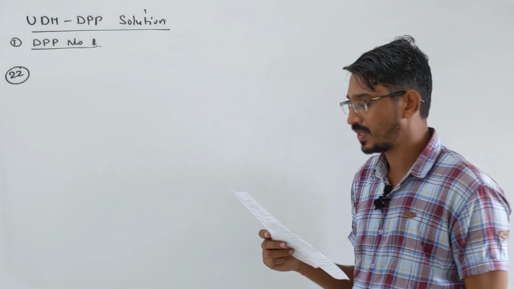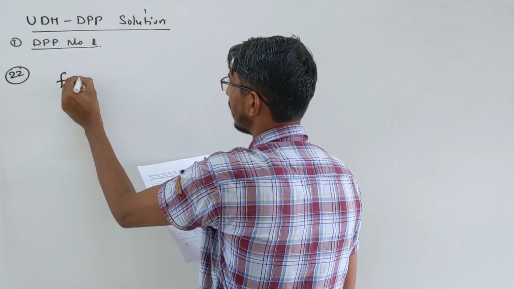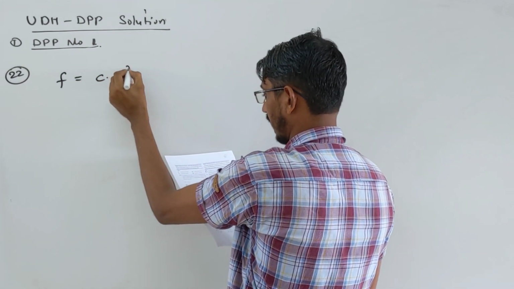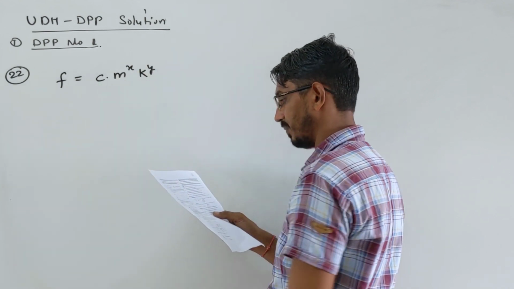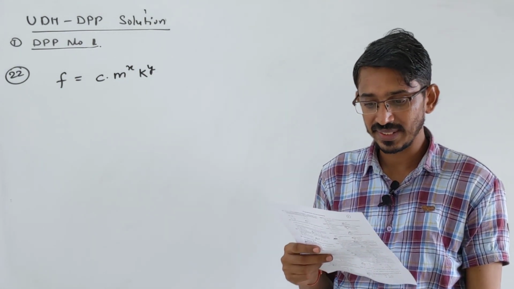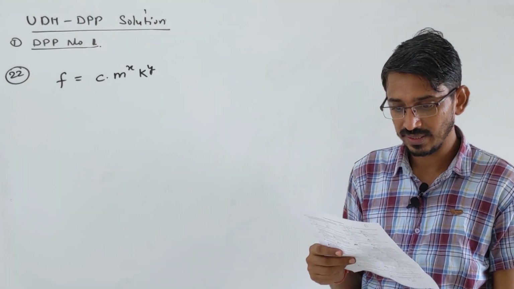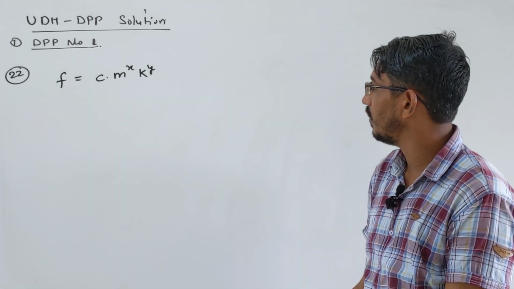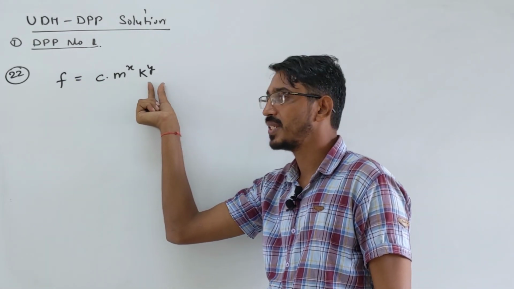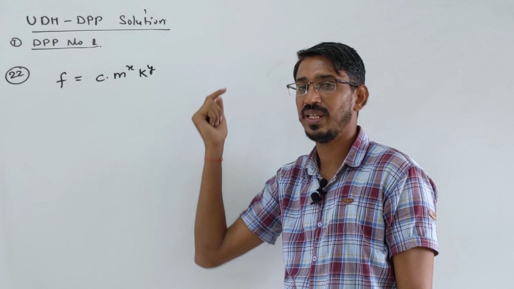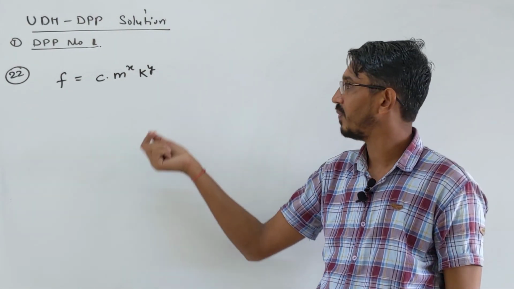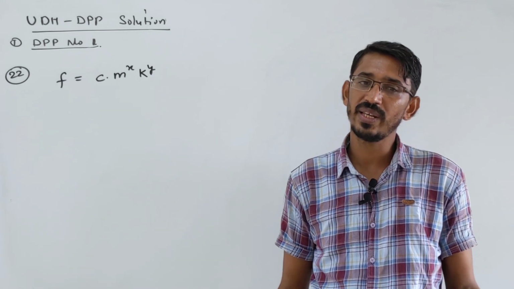Question number 22 is saying that the frequency of vibration of a wire is given by a relation: frequency depends upon some constant c, m power x, and k power y. Then they are asking that c is a dimensionless constant, find the value of x and y. So it's simple only. Frequency depends on these two things, and they are asking what is the power x and y. I told you while teaching theory that they can ask a question like this, but the rule will be the same, you have to derive the formula only.